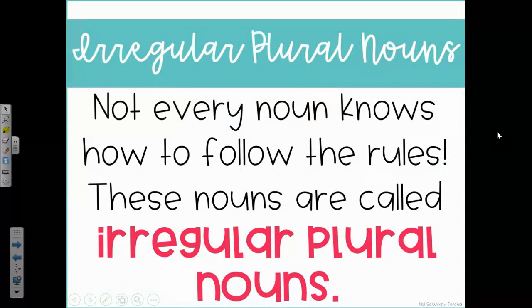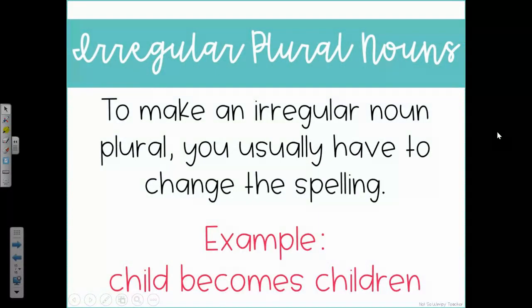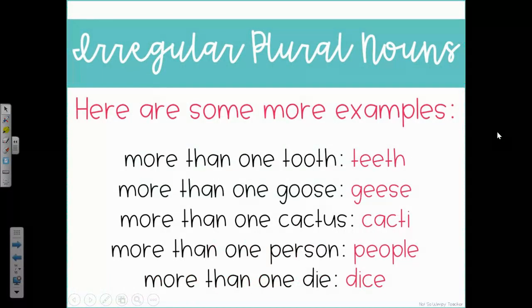Now, here's where we get into the irregular plural nouns because not every noun knows how to follow the rules. These nouns are called irregular plural nouns. To make an irregular noun plural, you usually have to change the spelling. Look for example. Child becomes children. Okay, so you change the spelling. Here's some more examples. More than one tooth, teeth. More than one goose, geese. More than one cactus becomes cacti. More than one person becomes people. And more than one die becomes a pair of dice.